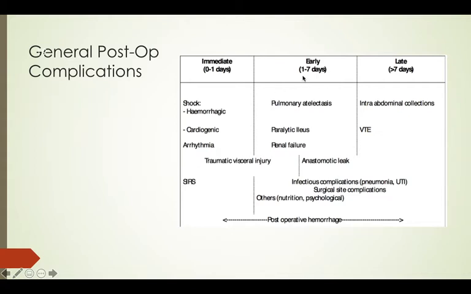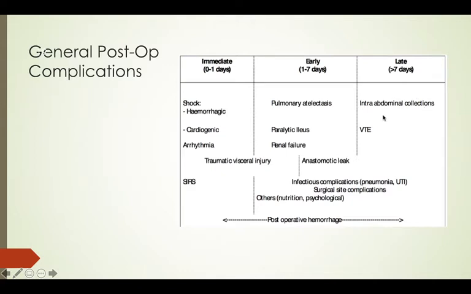Early complications, so those between 1 to 7 days, include pulmonary atelectasis, where the lung basically collapses, often due to poor ventilation from the patient. Paralytic ileus, I'll come on to that in a bit. Renal failure, often due to poor fluid intake. Anastomotic leak, infection complications, pneumonia, UTI, surgical site complications.